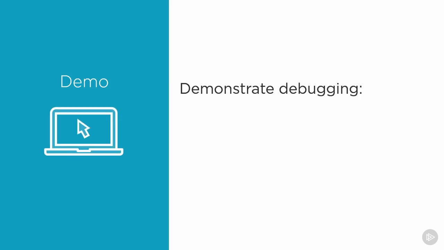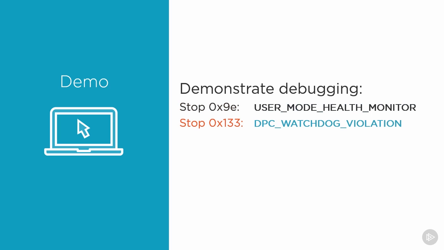So at this point, I'd like to go ahead and give you a little demonstration on how to go about tackling these types of crashes. Let's start out with a Stop 9E, which as you know is a user mode health monitor bug check. We'll then take a look at a Stop 133, which is a DPC watchdog violation. And we'll finish up with a Stop FFFE, which is a driver-defined bug check.